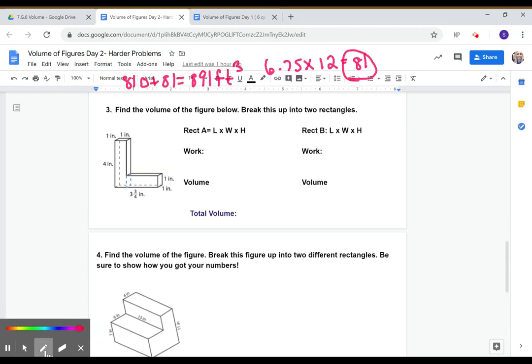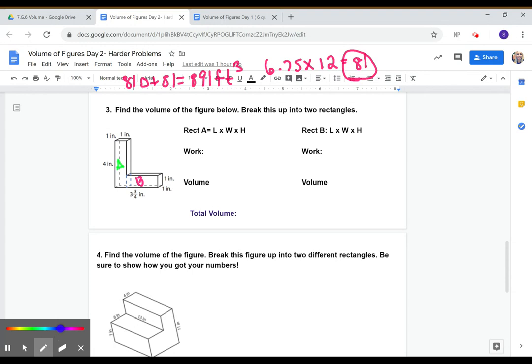Number 3. It says find the volume of the figure below. I got the L-shaped. So I want to break these up into 2 rectangular prisms. So I'm going to label this for you. We're going to call this A, and we'll call this piece B. So if you take a look, you can see where they have it already separated for you.